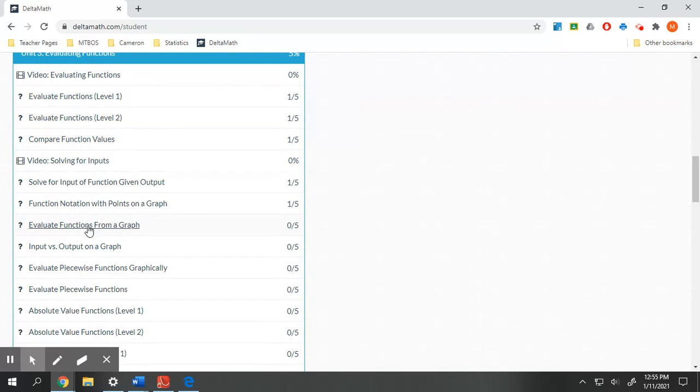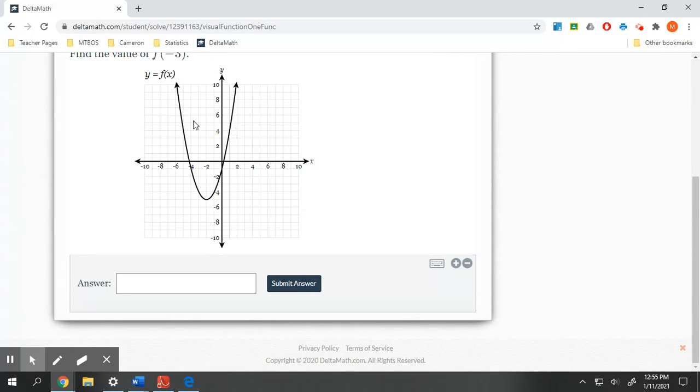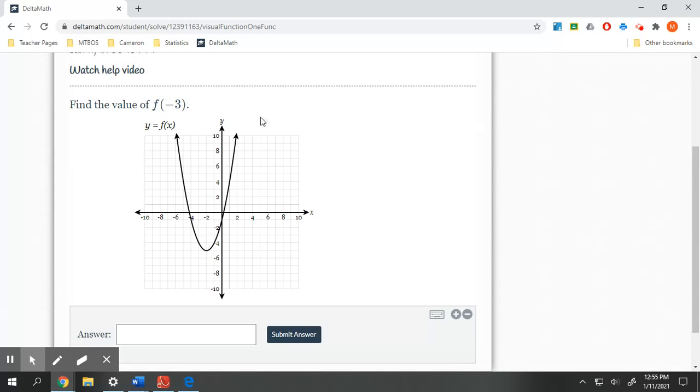Next one is evaluate functions from a graph. So for this one, we don't just have individual points now, we do have a nice continuous graph. So this might make things a little bit trickier, but we will see. So it says find f of -3. So we have an input of -3, and we're looking for what is our output at that time. So -3, we are going back 1, 2, 3, and then our output is down here. Our output is 1, 2, 3, 4. Our output is -4. So an input of -3 gives us an output of -4.